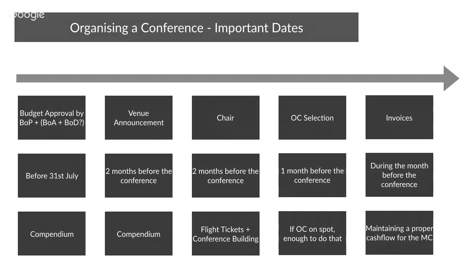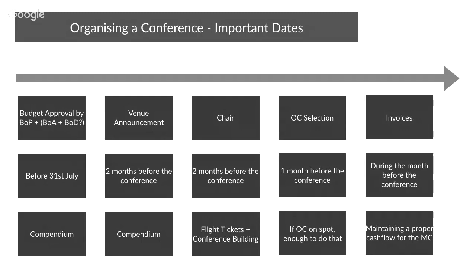So please make sure that that is done in advance. This is done by the agenda manager, not the conference manager. It's led by the agenda manager currently. OC selection is if you have an OC on spot. The earlier the better, but maximum 1 month before, because after that it's getting late. You want the OC on spot and onboarded for the entire process, so they know what their different responsibilities will be during this conference.